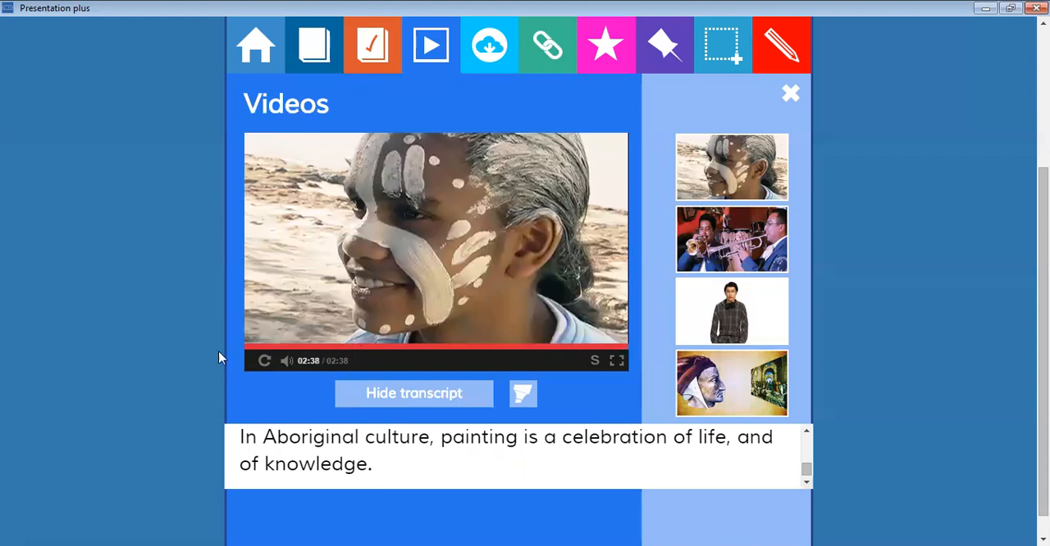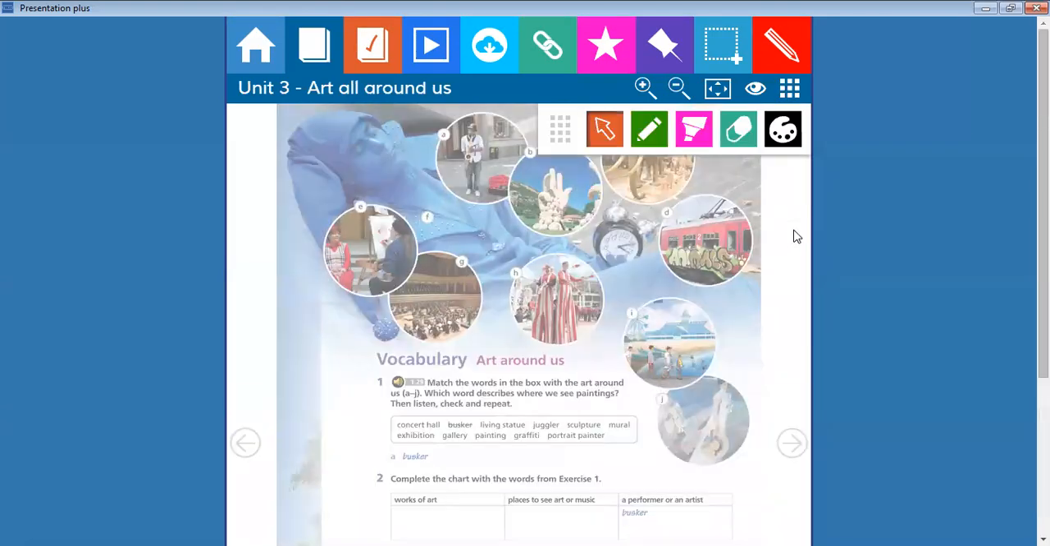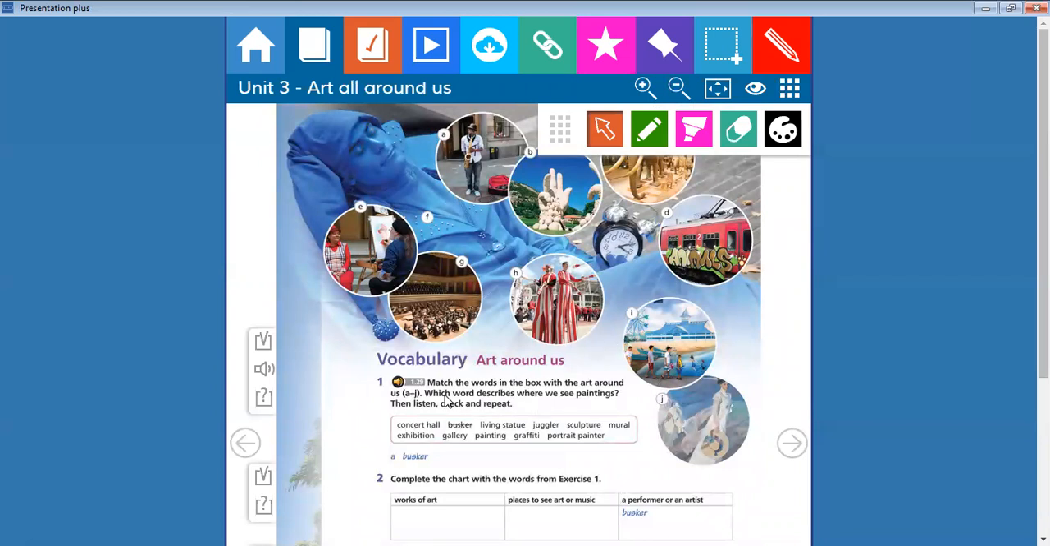Good. Okay. Now we have to watch here. You remember the video. This is about art in Australia. Now we have to continue. Next, we have many exercises to do on page 31 here. Okay. Now you have to match the images, the pictures with these words, okay? Talking about art: concert hall, basket, living statue, juggler, sculpture, mural, exhibition, gallery, painting, graffiti, portrait painter.